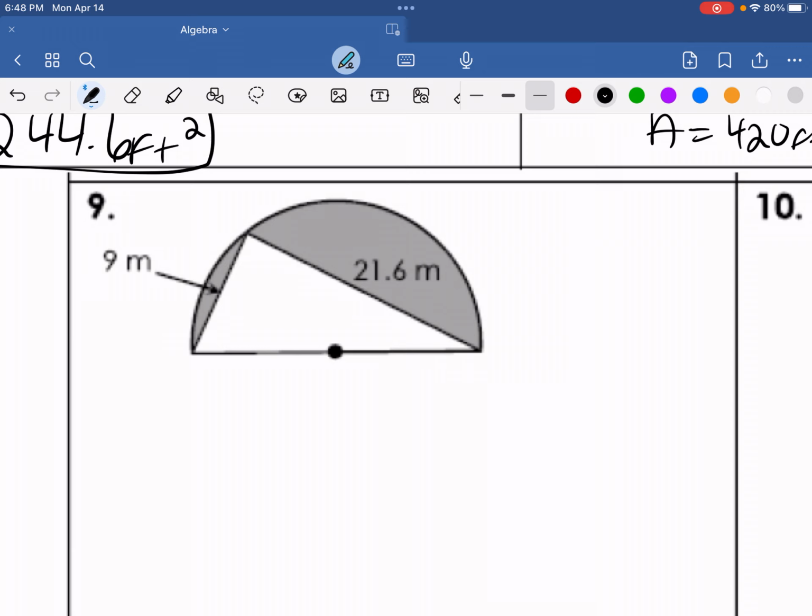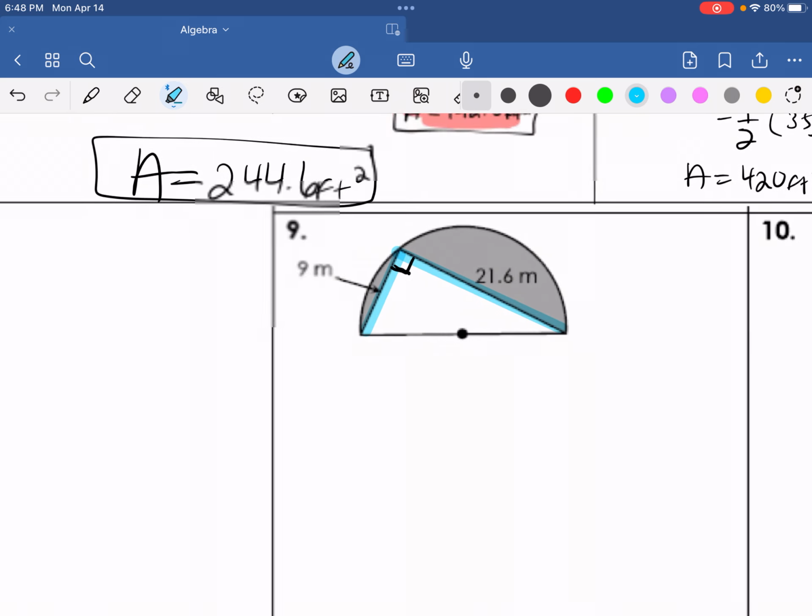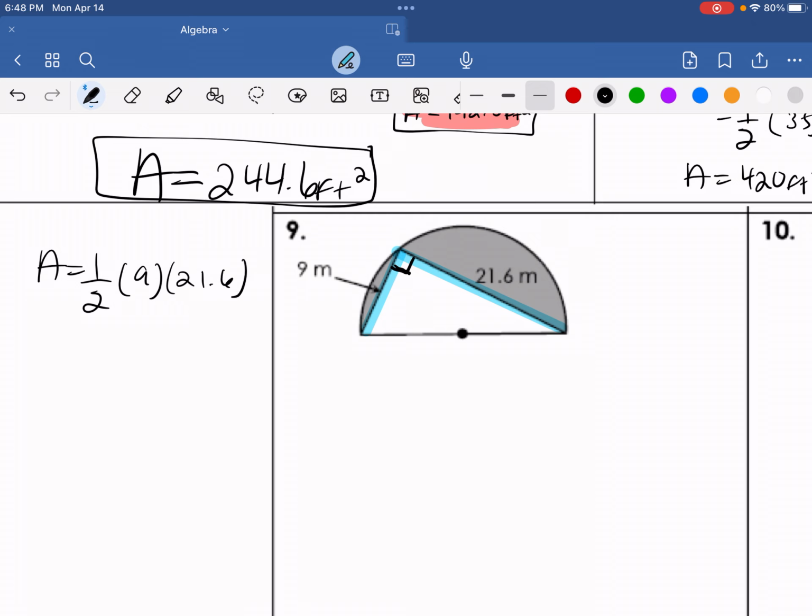All right, so we have to find the area of the semicircle and the area of the triangle. So for the area of the triangle, here's where your 90 goes. It would be 9 times 21.6. Area of the triangle is 1/2 times 9 times 21.6. You plug that in so you know how big the triangle is.